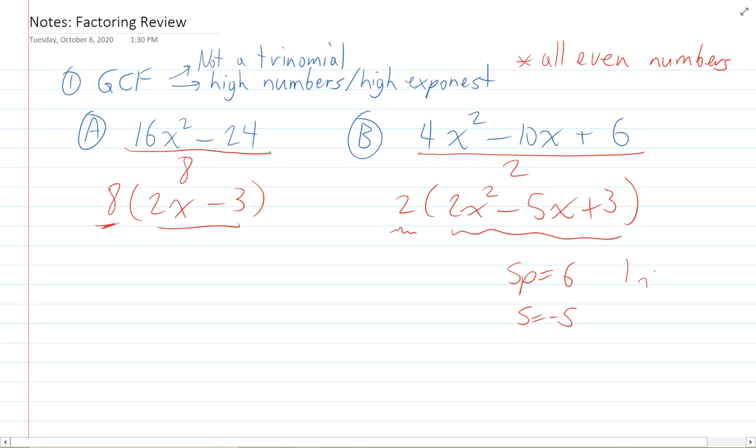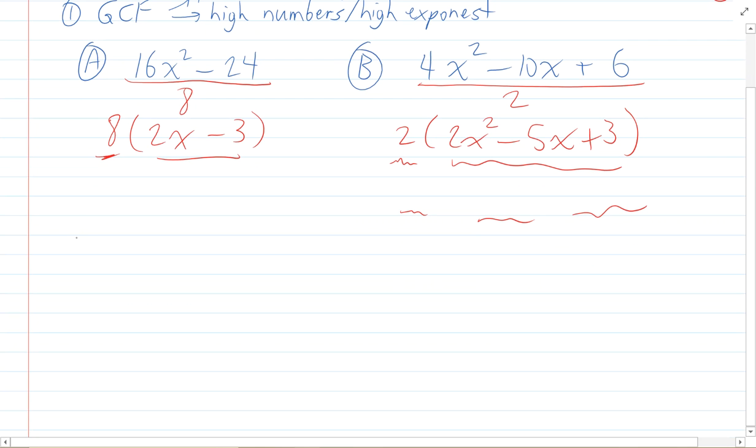6 would be 1 and 6, or 2 and 3, and none of them are going to give you, darn it. Yep, you could. So you could use 2 and 3. However, let's just stop right there. You would then factor it further, and you would get 3 factors. But I just want to show you what GCF looks like.